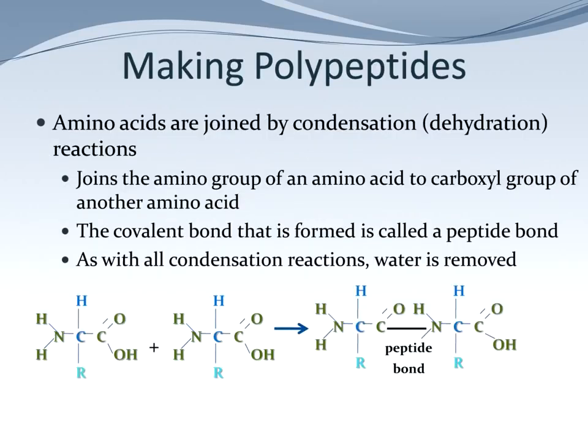To form a protein, amino acids are joined together by covalent bonds. Again, these covalent bonds are formed by condensation or dehydration reactions. The covalent bond that joins two amino acids together is sometimes called a peptide bond. Thus, a long chain of amino acids, or basically a protein, is sometimes called a polypeptide.